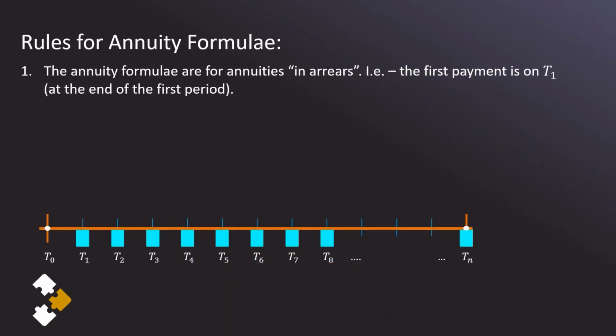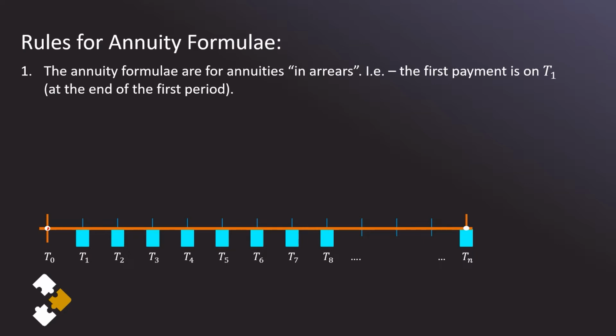So there's some T's and C's. Now, the rules for annuity formulae are: the annuity formulae are for annuities in arrears. Now, there are formulae for annuities in advance, but those aren't on your formula sheet, so we're not going to worry about those. But what on earth does it mean to say in arrears? Now, in arrears means the first payment is on T1, which means it's at the end of the first period. So here, T Nought is where we're starting, right? T1 is at the end of that first period.